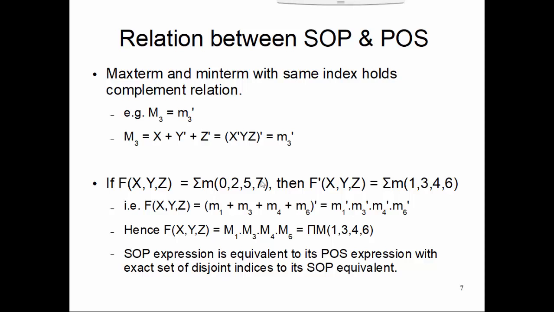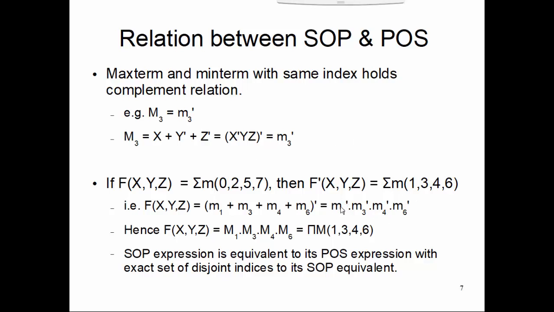So f bar x y z we can write down as m1 or m3 or m4 or m6. Now let's complement both sides of this claim, f bar x y z equals sigma m1 3 4 6. We complement both sides, then we get f x y z as m1 or m3 or m4 or m6 whole bar, which means by De Morgan we can write it down as m1 bar dot m3 bar dot m4 bar dot m6 bar, and with the previous relation, m1 bar is basically your capital M1, right?